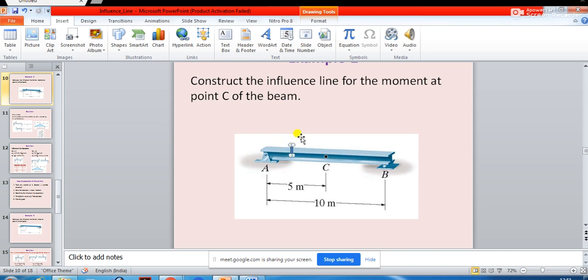So if you are asked to find out influence line of a point which is at a 2.5 meter distance from A, will there be any change in the process or steps for finding out influence line diagram? Anyone can tell? The quiz, you are going to get this question. Tell. Sir, only the limit will be changed. Very good. Only the limit will be changed.